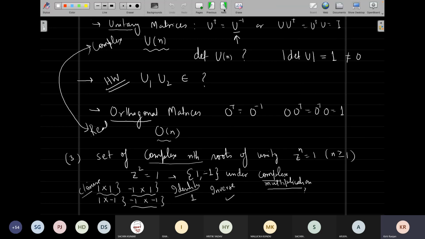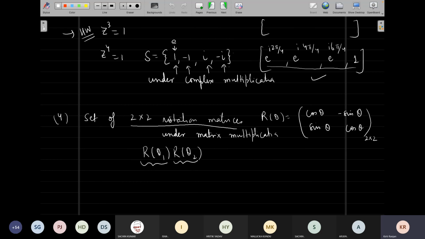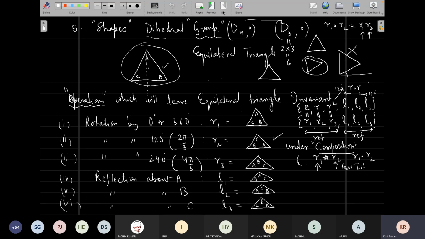I asked this question about unitary matrices. Somebody did say at the end that U1, U2 will be unitary, but please check whether you found that out or not, because that's a very important closure property. Yeah. So, okay, this will come out to be a group. We have the set of complex nth roots of unity. We have come up with the set of rotation matrices, and we are now coming up with the shapes.